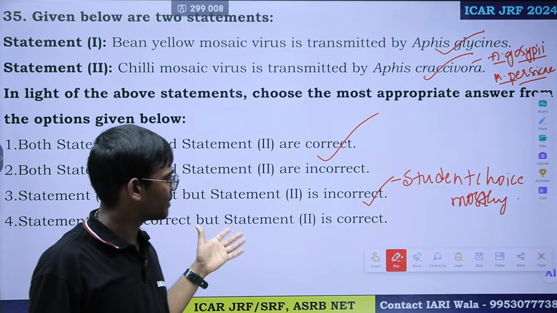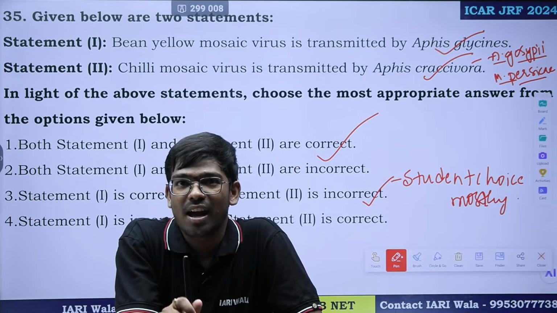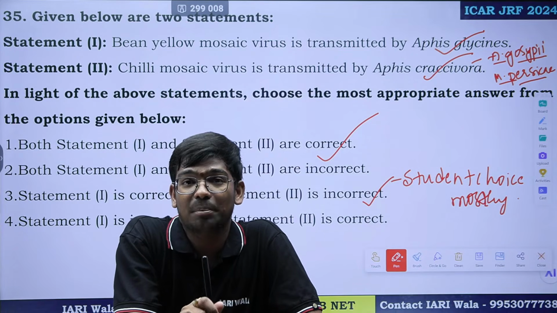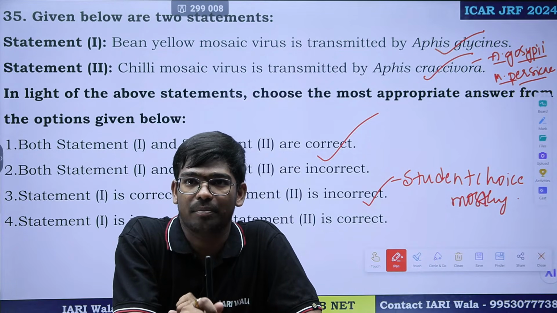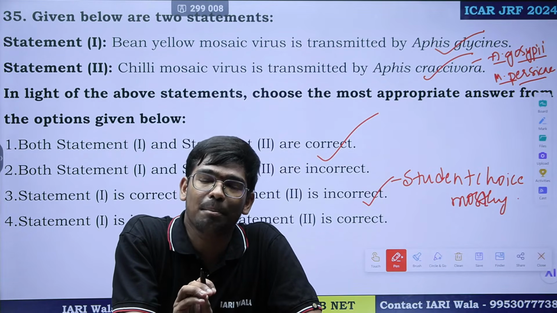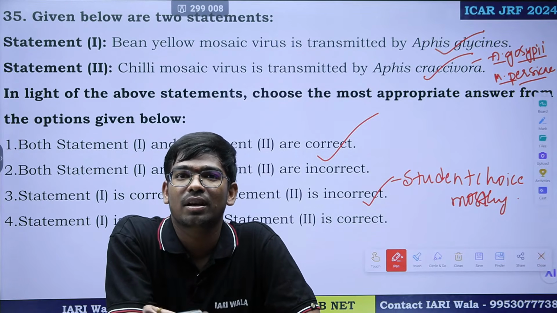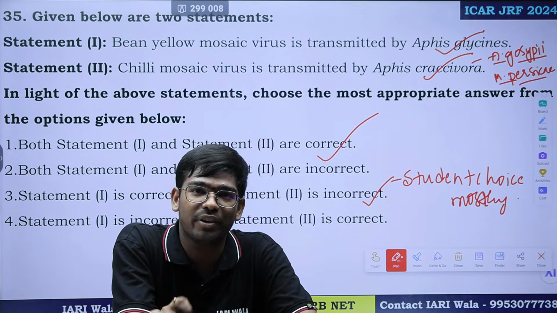But student choice will be the third one. So these confusing options will be there, and this answer will be completely dependent on the examiner. That thing you should remember. And such questions will be compulsorily asked in the JRF exam. That's for damn sure. Such questions will be asked every year.